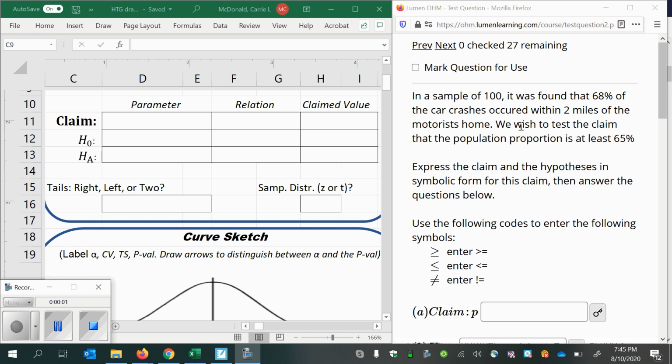In a sample of 100, it was found that 68% of the car crashes occurred within 2 miles of the motorist's home. We wish to test the claim that the population proportion is at least 65%. Express the claim and the hypotheses in symbolic form for this claim, then answer the questions below.